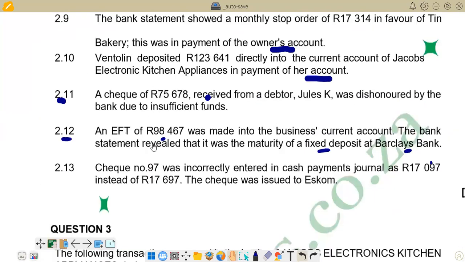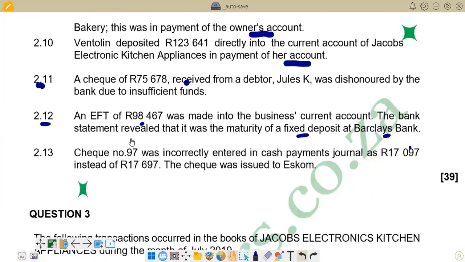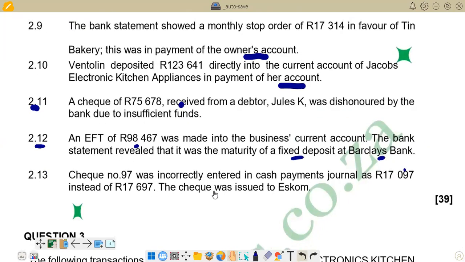So we are now on the last one, 2.13. Check number 97 was incorrectly entered in the cash payment journal with 17,097 instead of 17,697. So what does it mean here? It means this was supposed to be on the credit side of the cash book, but it was entered wrongly there. The figure that was entered is this one instead of this one. So we entered a smaller figure. So we need to see the difference that is there, and then add the difference so that we reach 17,697.